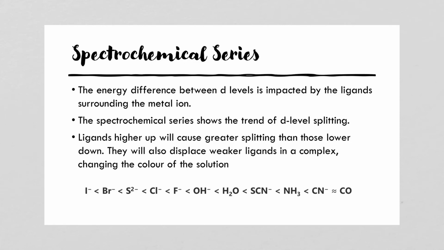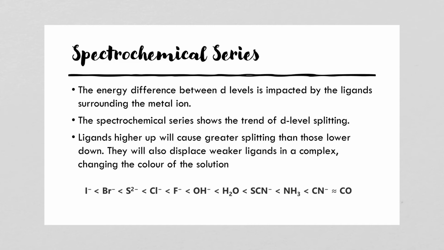So now we'll talk about the spectrochemical series. The energy difference between the d levels is impacted by the ligands that are surrounding the metal ion. And the spectrochemical series will show the trend of d level splitting. So ligands that are higher up have a greater ability to cause splitting than those that are lower down.